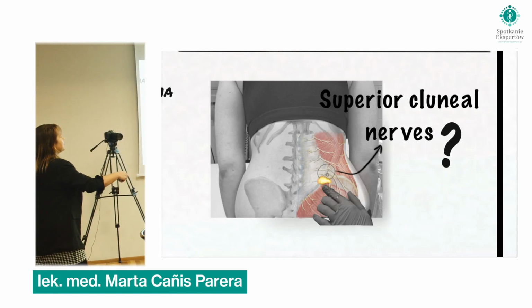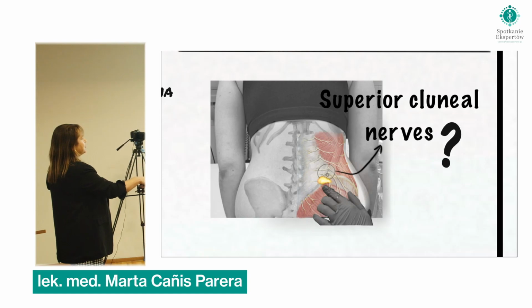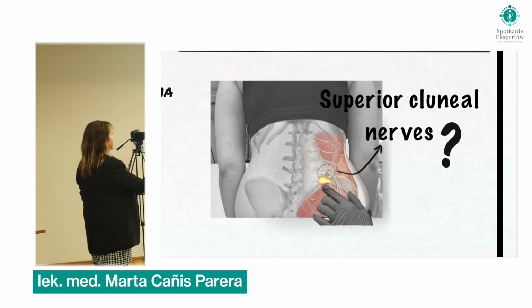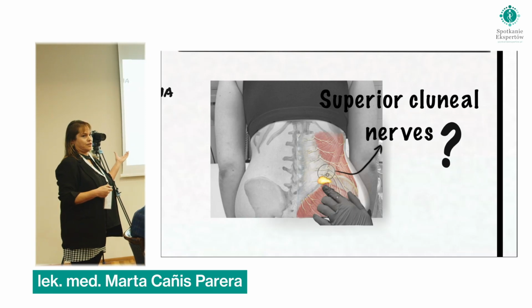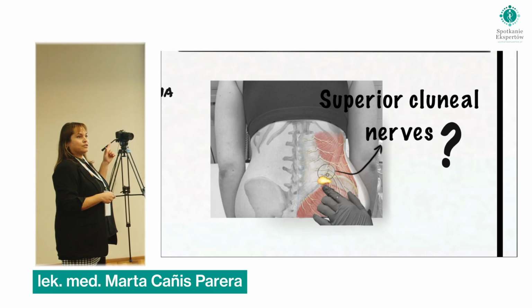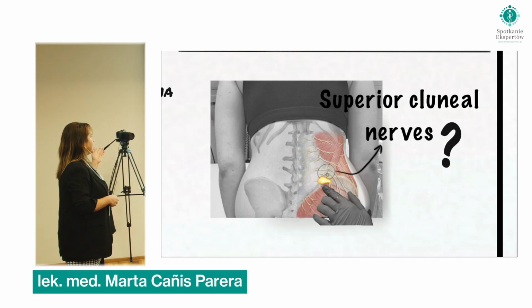Okay, so the superior cluneal nerves are the sensitive nerves that give sensation to the lower back, the buttock, and part of the leg. It depends on which dorsal roots form them. So these fatty nodules, in a way, could provoke a cluneal nerve entrapment, about which there is a lot of literature. Sometimes the literature about cluneal nerve entrapment as a cause of low back pain doesn't consider the presence of the fatty hernia, and some others do, but it's something to be investigated.